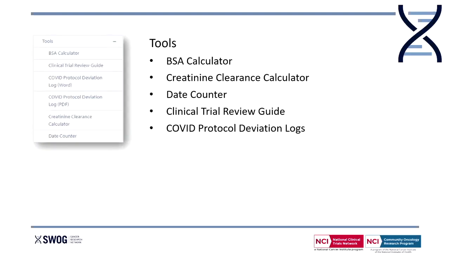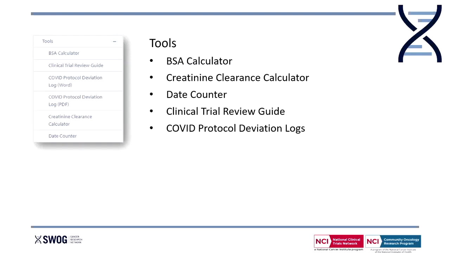Secondly, we have a tools menu. This includes a BSA calculator, your creatinine clearance calculator, and I was reminded last night by Su Fun that I need to add the ideal body weight calculator to this because we recently added that to the tools of the trade page on the current CRA workbench, and I need to add it to this as well.